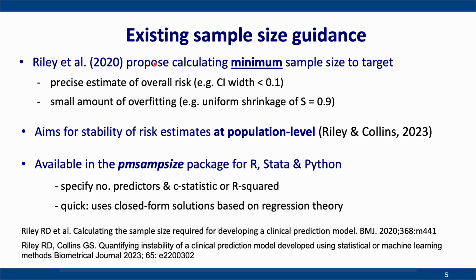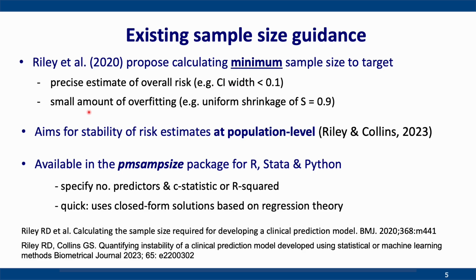Sample size used to be based on things like 10 events per variable, but scientifically we've moved a long way from that now, thankfully. In 2020, we proposed how to calculate the minimum sample size to develop a prediction model. This was based on regression theory. The aim was to fundamentally estimate the average risk precisely, so make sure that you can at least estimate the average risk in a population precisely.